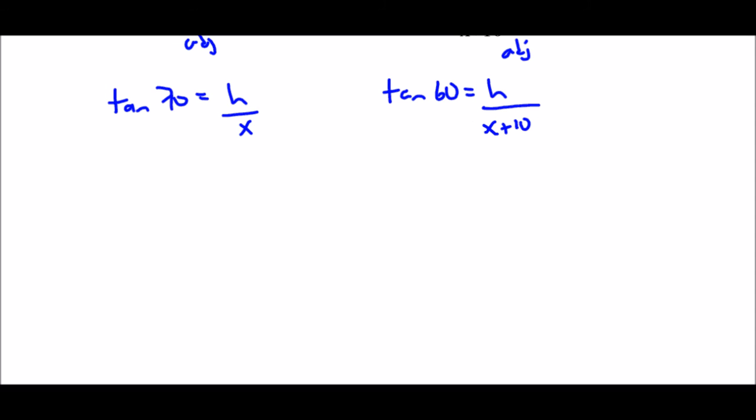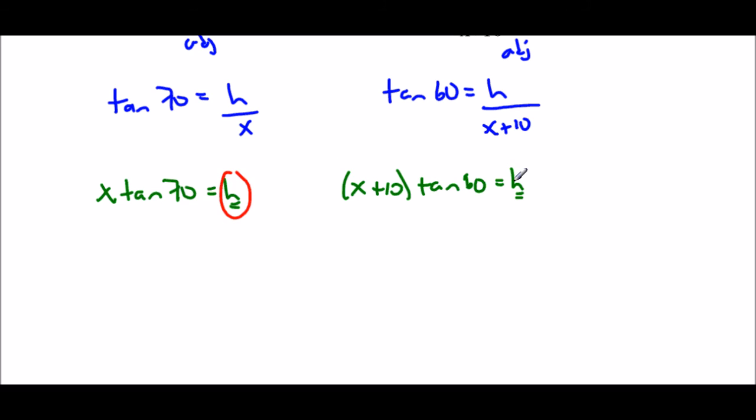So I'm now going to draw on my linear systems knowledge to solve for one of my variables. Well, for both eventually, probably. So here I'm going to multiply both sides of the equation by x. That gives me x times tan 70 equals h. Here I'm going to multiply both sides by x plus 10. So x plus 10 times tan 60 equals h. And that means that I have two equations, both of which are the value of h.